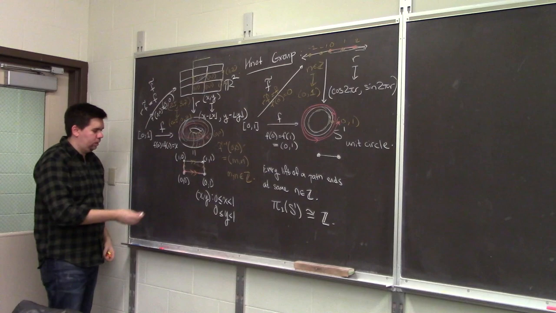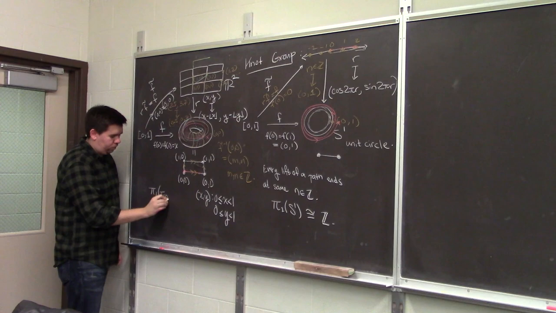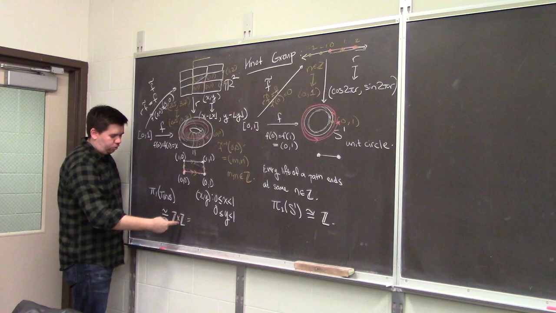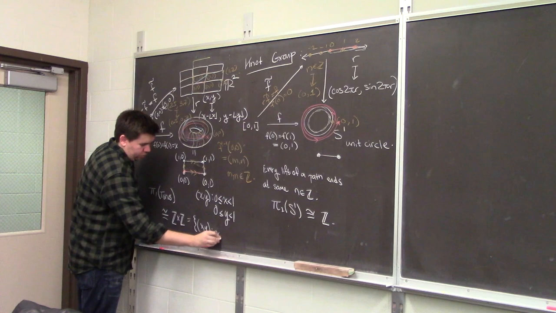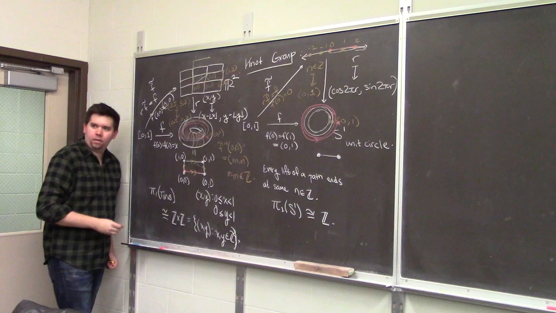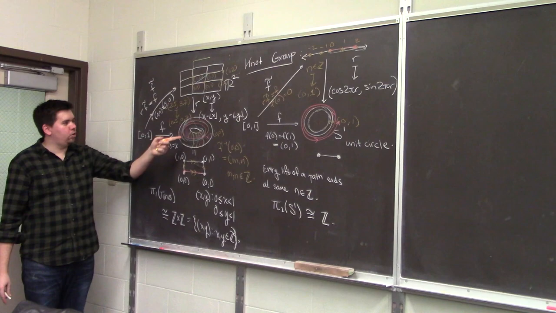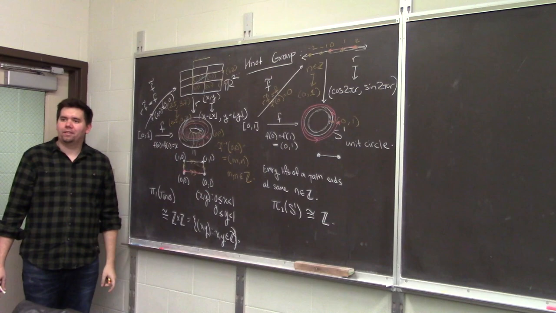And so you get that the fundamental group of the torus comes out to be isomorphic to Z cross Z. That is the group where you have the pair of elements x, y, where x and y are both in Z. So it's a little bit more complicated of a group structure than it was for just S1. Two numbers describe each loop: one number telling you how many times you loop in one direction, the other number telling you how many times you loop around the other direction. Cool, are we comfortable with that?